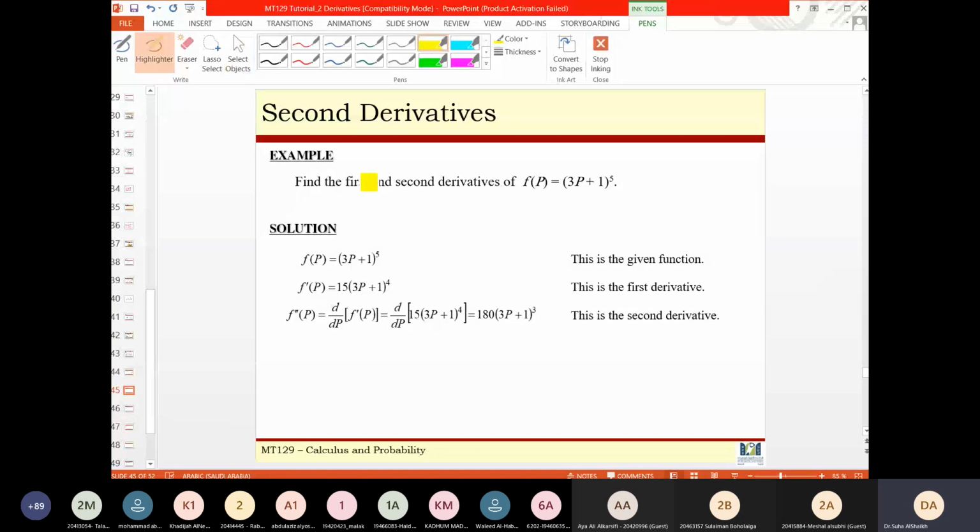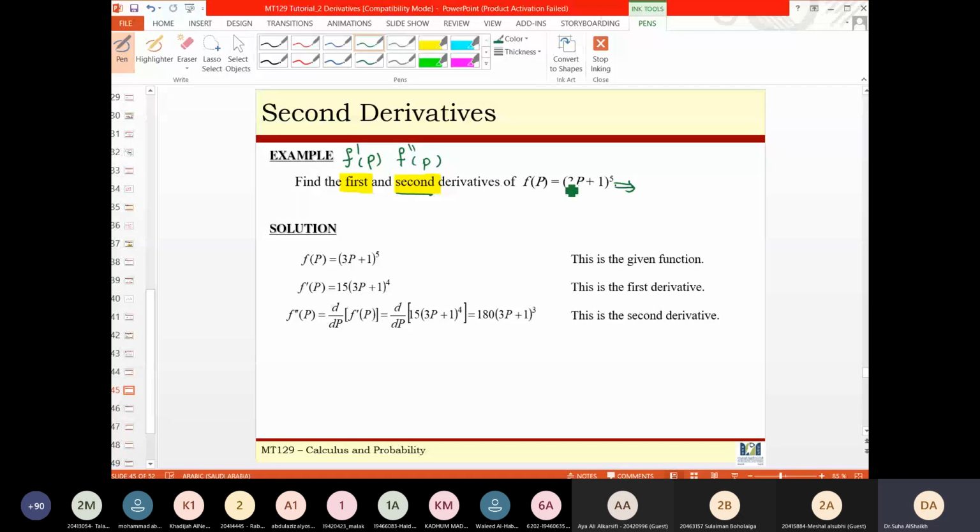One more example. The question: find me the first and the second derivative. What does first derivative mean? It means I want f dash at p. What does second derivative mean? It means the derivative of the derivative. In the homework, write whatever you want. So the second derivative means the derivative of the derivative. We differentiate one time, then we differentiate it again. And this is the function. This is my f of p.